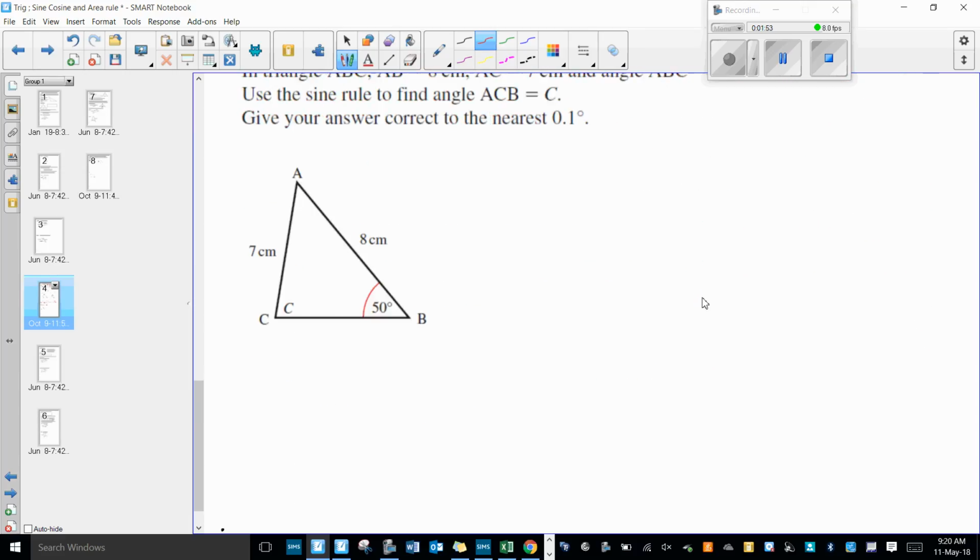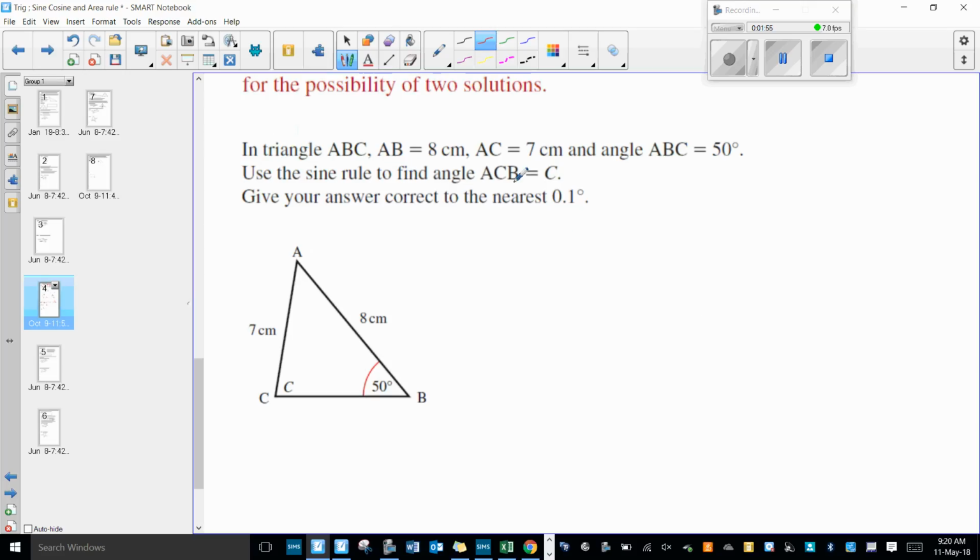So here we've got triangle ABC. AB is 8, AC is 7. Here's our angle. Use the sine rule to find angle C. It was a few days ago that we did this now. So how do we want to find angle C? What would we write?